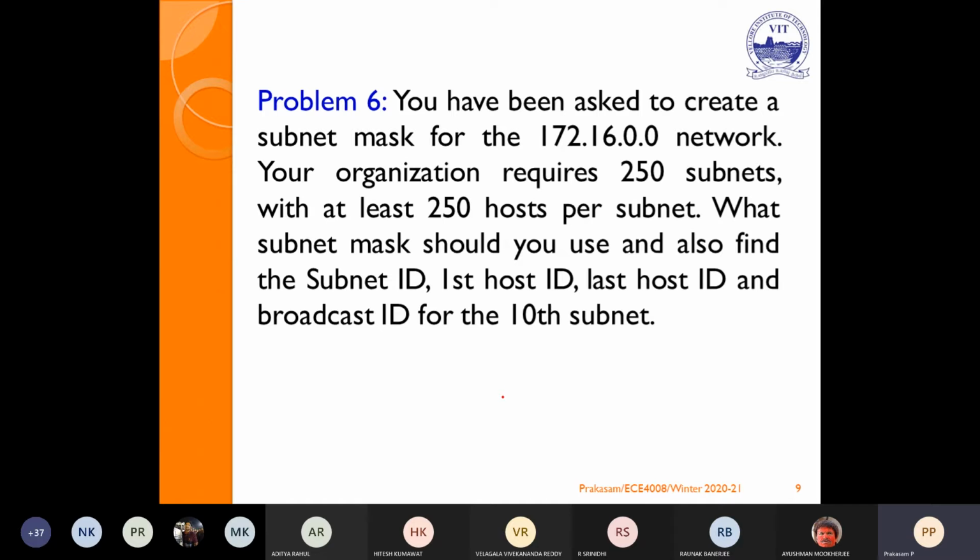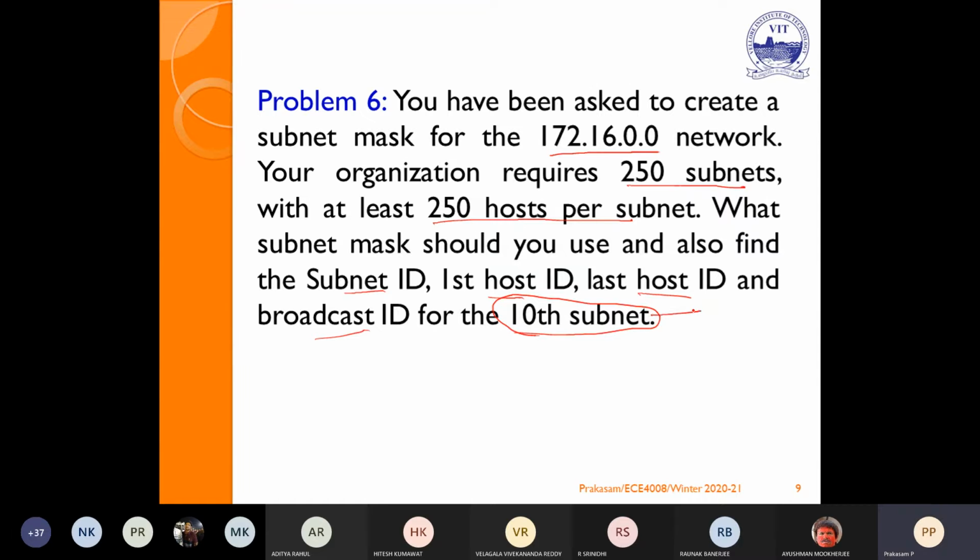Okay. Next. You have been asked to create a subnet mask for the 172.16.0.0 network. Your organization requires 250 subnets with at least 250 hosts per subnet. What subnet mask should you use? And also find the subnet ID, first host ID, last host ID, and broadcast ID for the 10th subnet.